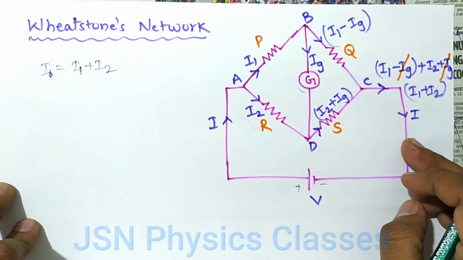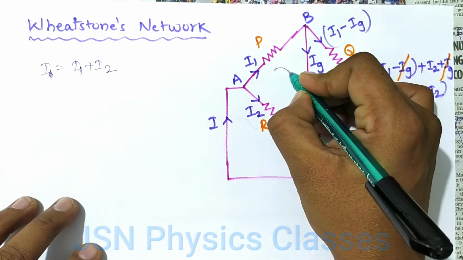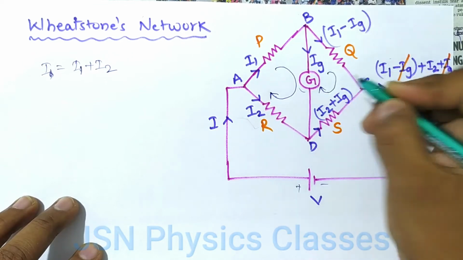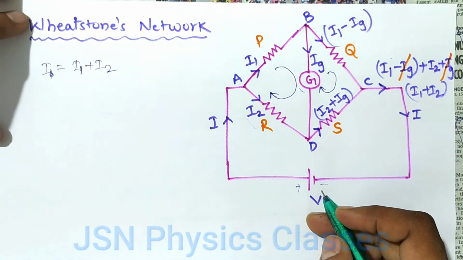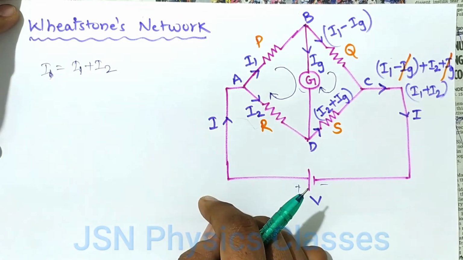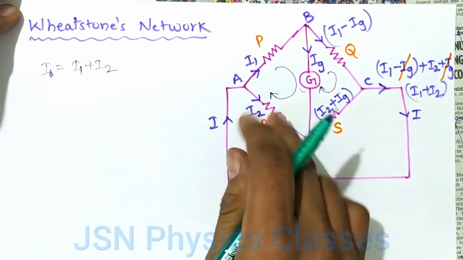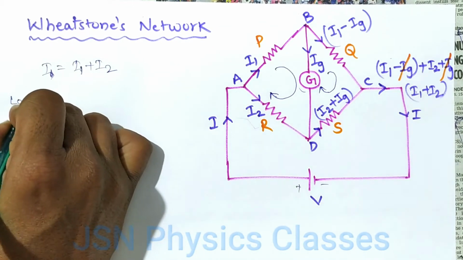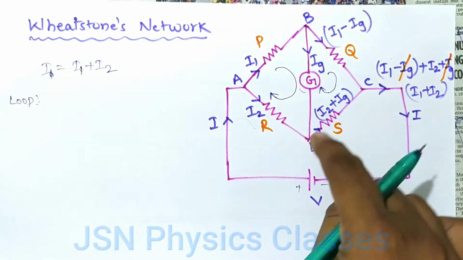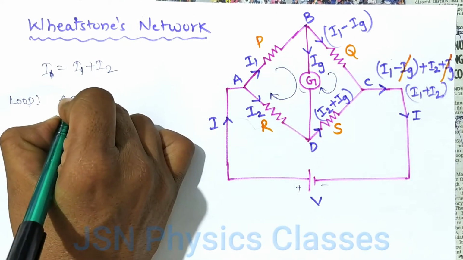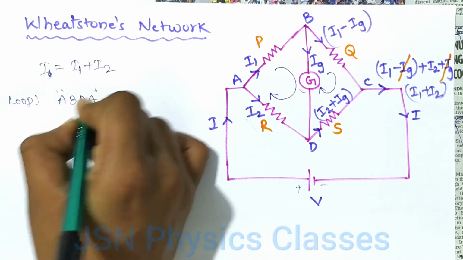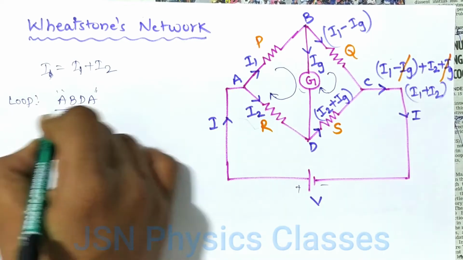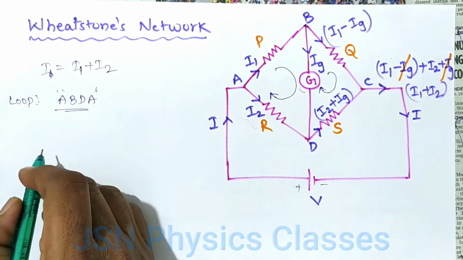See in this network, I am taking two loops. So this is one loop and this is another loop. These two loops I am taking in clockwise direction. Okay, so I am applying Kirchhoff voltage law for this network. So the first loop, A B D A, is the loop. I am applying Kirchhoff voltage law for this loop.